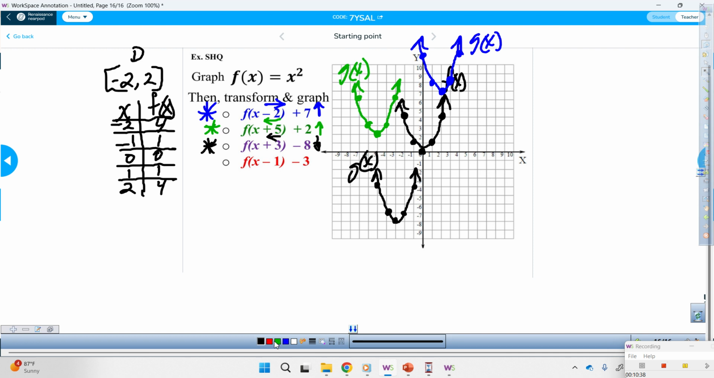And last but not least, the red one. Turn to your neighbor where we're moving the red one. Transforming the red one. Pass it on, Autumn. Miguel, where are we moving the red one? Right and down 3. So 1 to the right, down 3. 1 to the right, down 3.